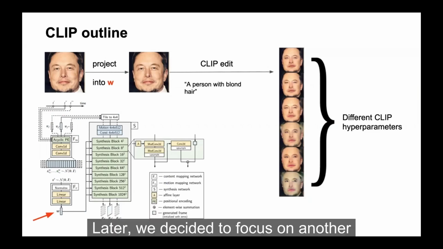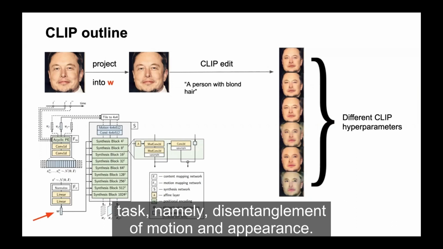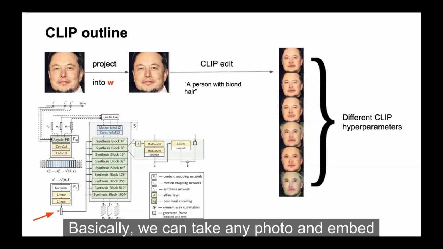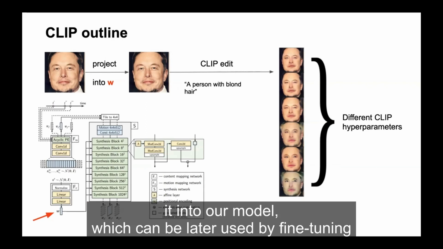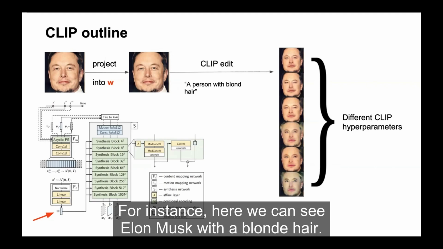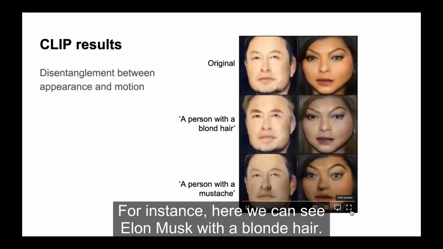So later we decided to focus on another task, namely disentanglement of motion and appearance. To do this, we utilize the CLIP model in the StyleGAN-V architecture. Basically, we can take any photo and embed it into our model, which can later be used by fine-tuning the CLIP model for a given example to match the given prompt. For instance, here we can see Elon Musk with blonde hair.